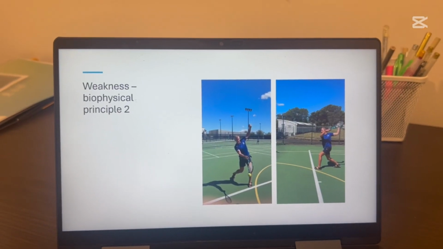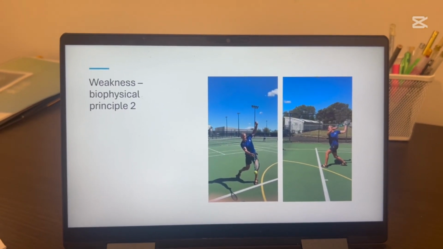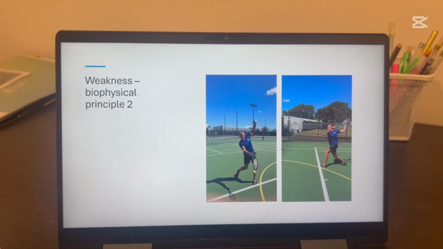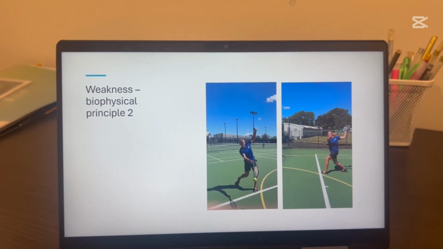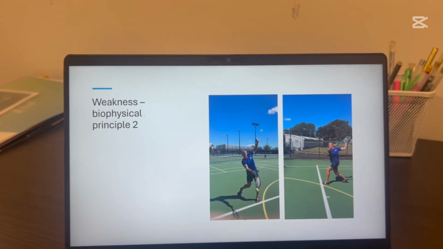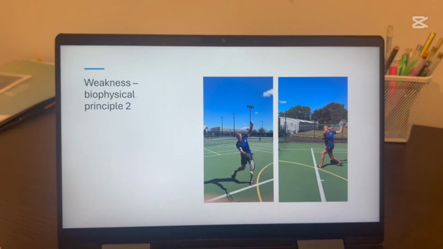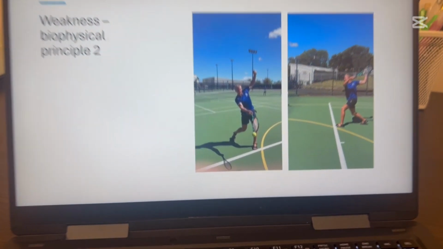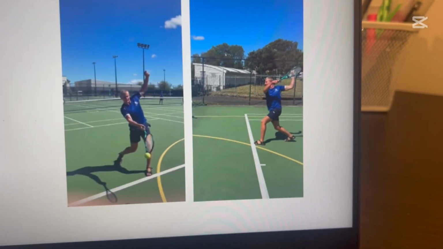My weakness here was that I was a bit too low to the ground and I should have stood up a bit more in order to have a higher chance of the ball going over the net. Also, I'm not sure what's going on with my left arm. I will try to fix that and make sure it's not all over the place. As you can see there, I'm low to the ground.